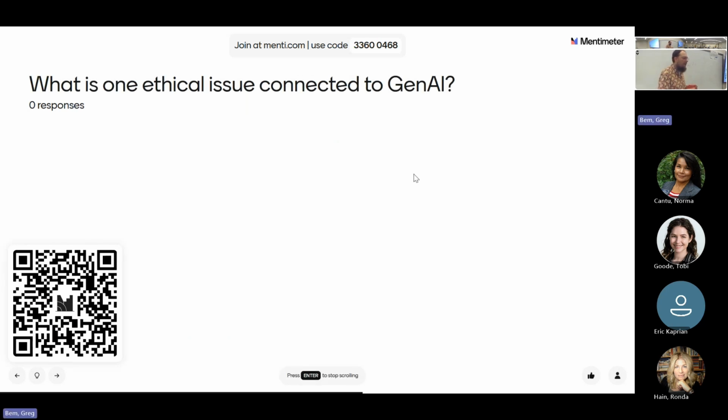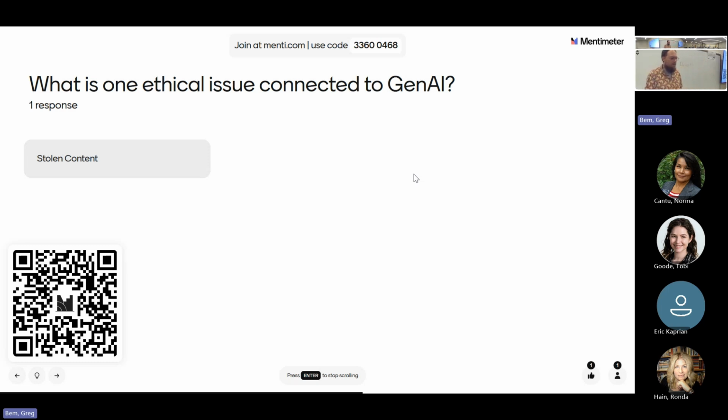And ethics, abuse, these types of words were used earlier in the introductions. What is one ethical issue connected to Gen AI? If you don't know, that is fine. But I think at least a couple of you do know. So let's see what some things that come up.